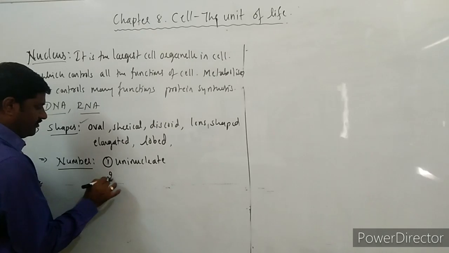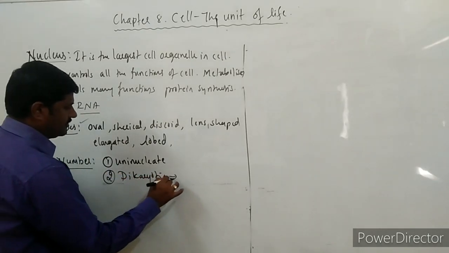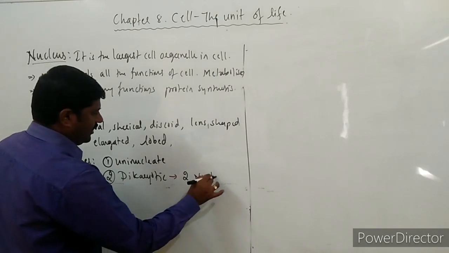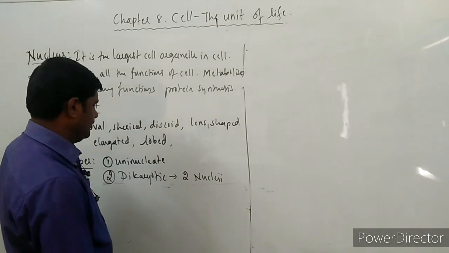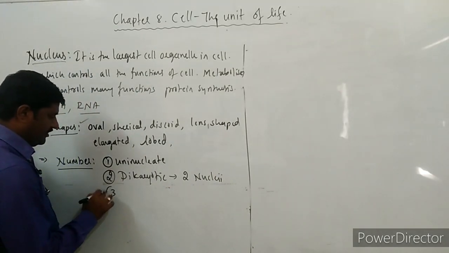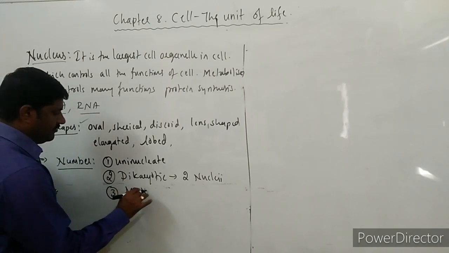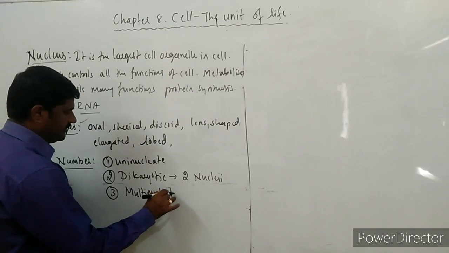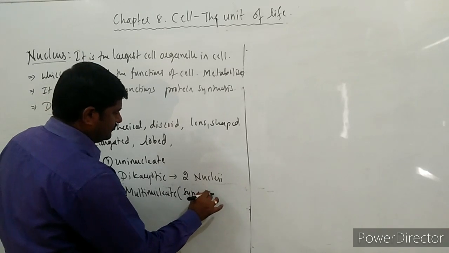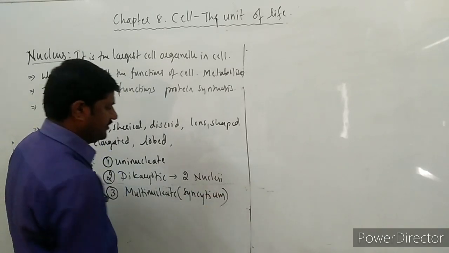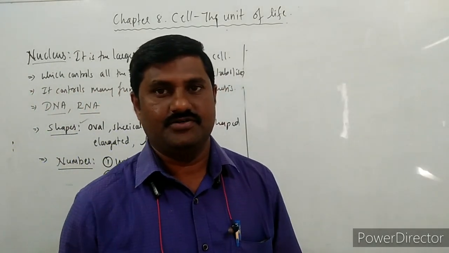Many examples we can quote for this one. Dikaryotic condition means two nuclei are present, right, in paramecium itself. And next one is multinucleate. Multinucleate condition is called syncytial or syncytium condition, meaning many nuclei are present in those cells, right?